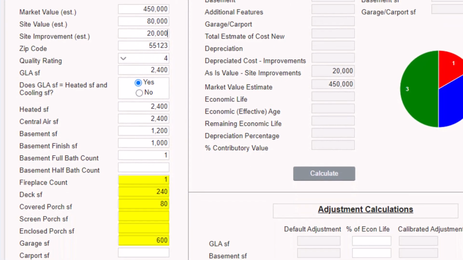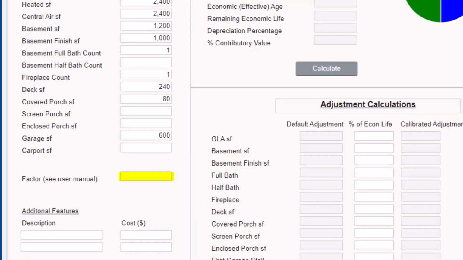Enter fireplace count for both above-grade and below-grade fireplaces. Deck square feet is the area of a wood frame structure with decking. Covered porch has a foundation and roof structure. If there are two porches with 200 square foot each, enter 400. Screen porch is a covered porch with screens. Enclosed porch is a screen porch with glass windows. Garage square feet is the garage area. Same for carports.